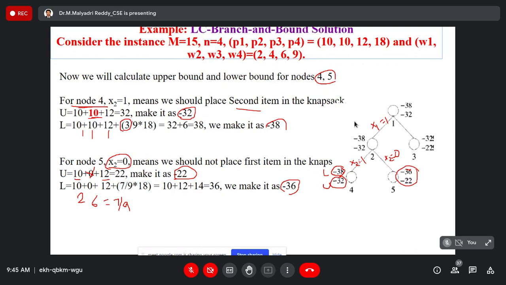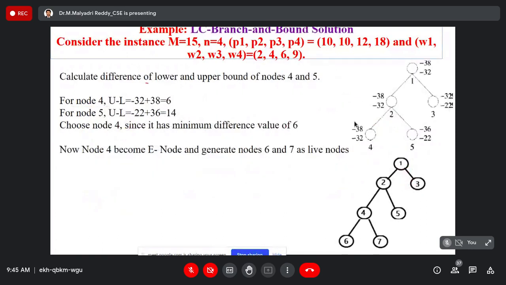Again, I have to calculate the difference for nodes 4 and 5. Next you need to calculate the difference of the lower and upper boundary, then you will get it like this. For the fourth node, minus 38, minus 32, that means minus 32 plus 38 is equal to 6, which is the difference of the upper and lower boundaries of our fourth node. And minus 22, minus 36, 14 is the difference of the boundaries of live node 5. So we have two values, and 6 is the minimum value. That means live node 4 becomes the E node. It is the E node.